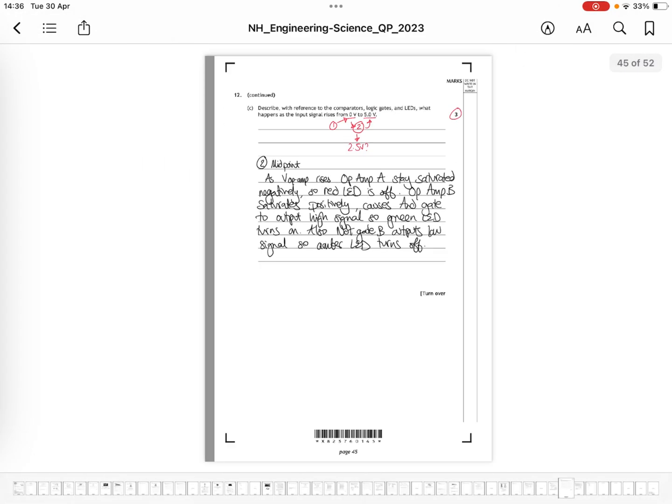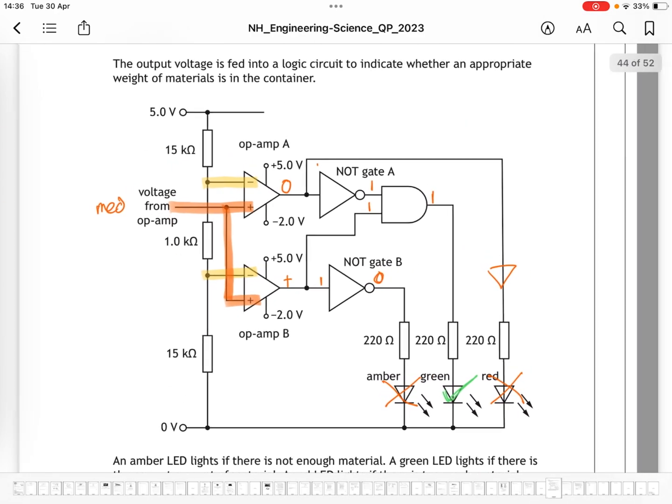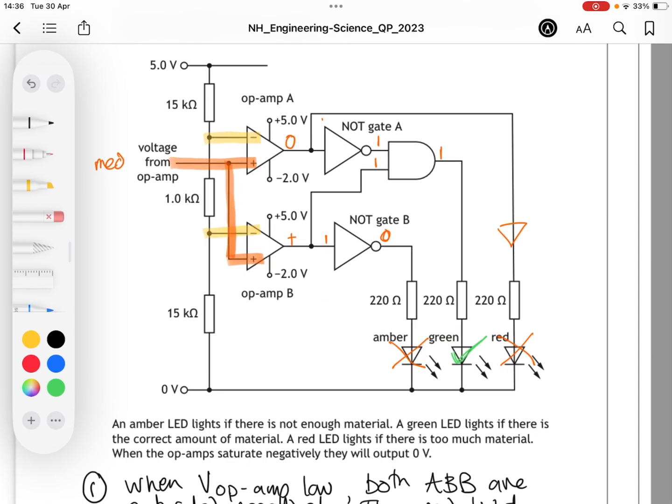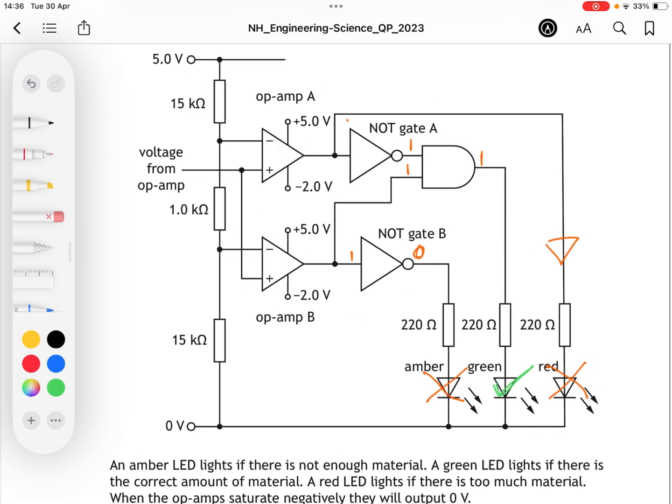Okay, our last suggestion then is that we're getting a high input from that op-amp. So let me get rid of this and we'll have a look what happens when we get a high signal. If we're getting a high signal here, which according to the question is 5 volts, then that means that both non-inverting inputs to our op-amp A and B are going to be greater than the inverting inputs. So both op-amps are going to saturate positively.